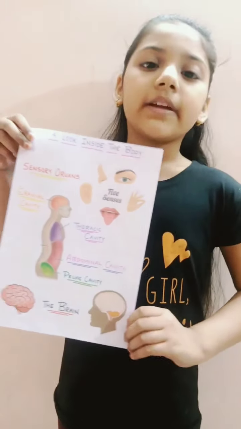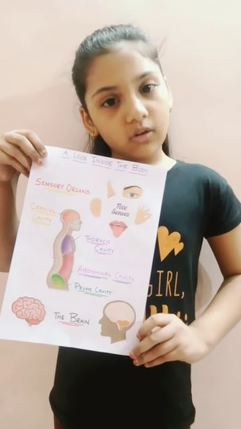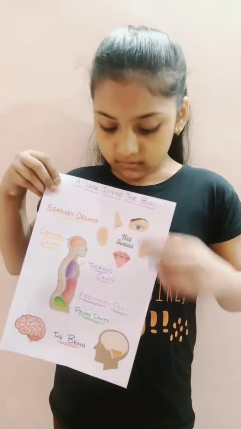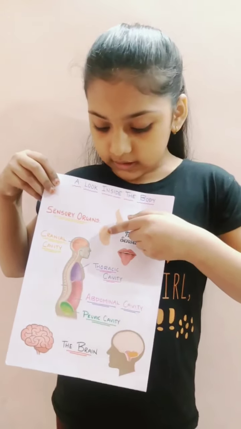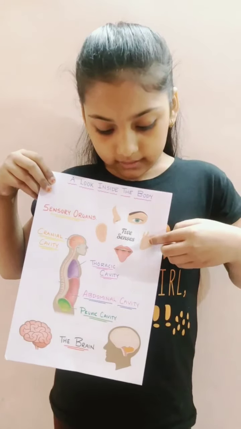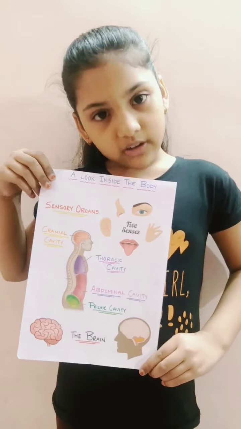Today I am telling a short summary of EVS 1, a look inside the body. A part of a body that is used to perform a certain function is called an organ. Organs that are outside of a body are called external organs. Organs that make us aware of our body are called sensory organs. Eyes, nose, ears, tongue and skin are our sensory organs.